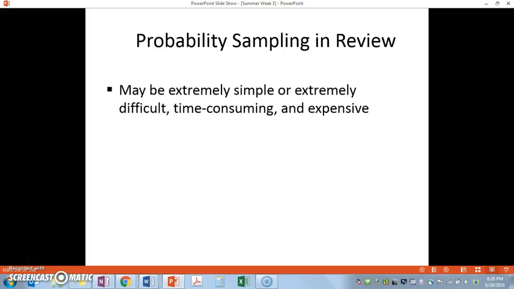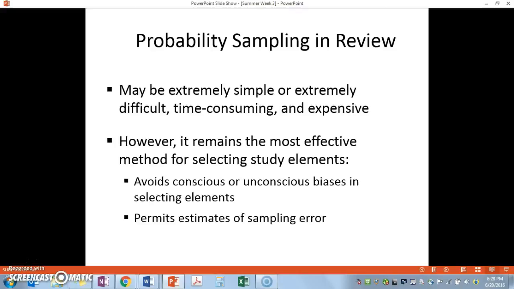So just to review, probability sampling can be very simple, can be very difficult, very time consuming, very expensive when you think about all the lists that you have to generate, who to include, but it is the most effective from a scientific perspective because that random element, the fact that everybody has an equal chance of being selected, avoids those biases that you might have in intentionally picking people. So if everybody has an equal chance, there's no bias and you minimize that sampling error.